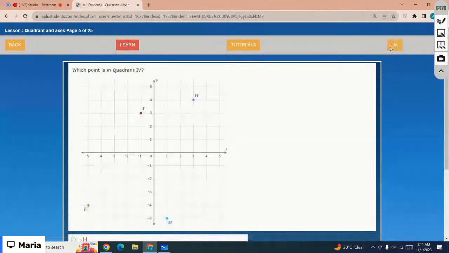Okay. Which point is in quadrant 4? Which is the correct option? H, I, F, or G? Which is the correct option? You have G point is in fourth quadrant. Very good. The correct option is G.